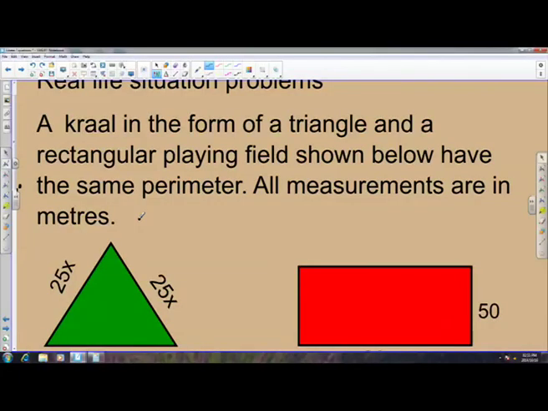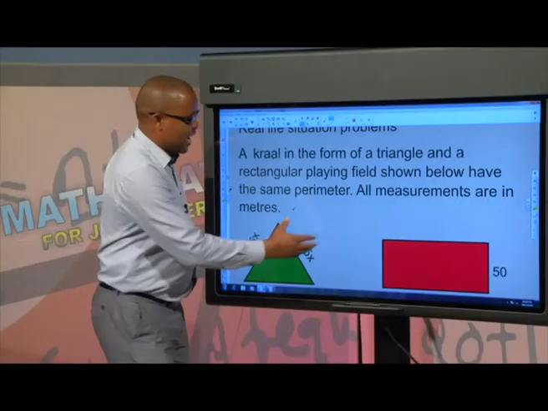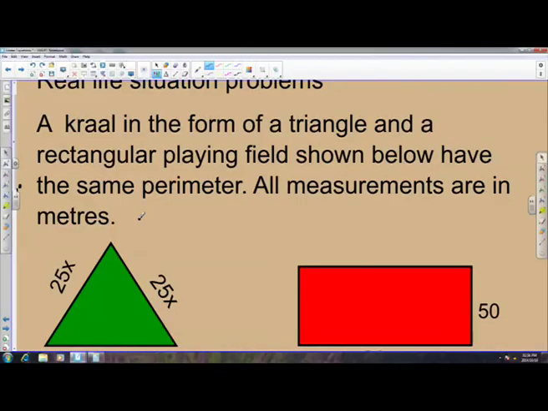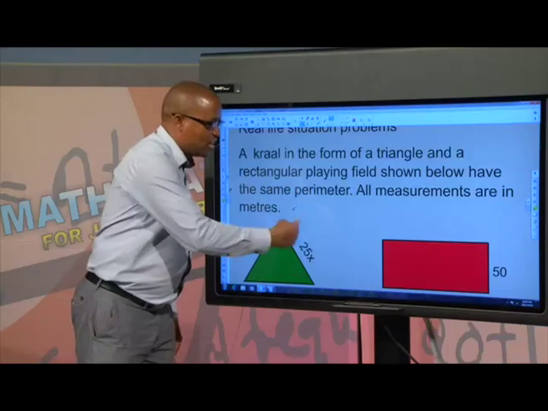The example says a scroll in the form of a triangle, and a playing field shown below have the same perimeter. All measurements are given in meters. Now, it says that a scroll in the shape of this triangle and this playing field, which is in the form of a rectangular shape, have got the same perimeter. First, let us understand what perimeter is all about. Perimeter simply means the distance around the shape.